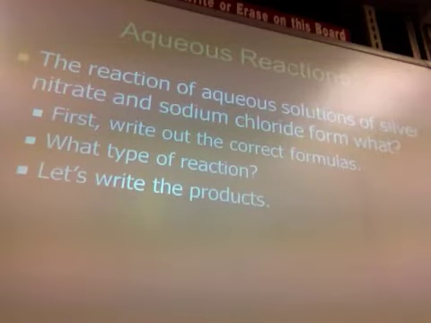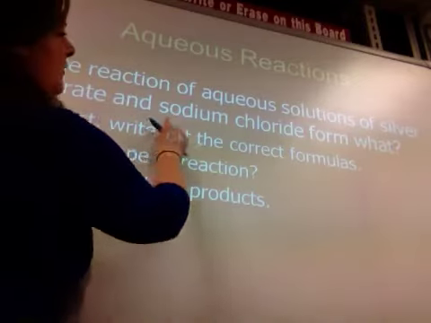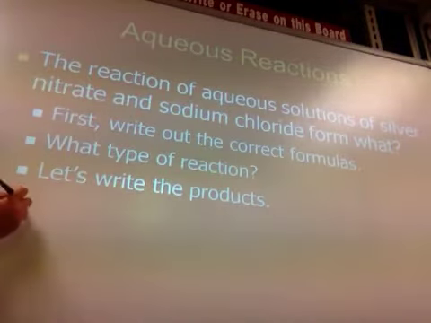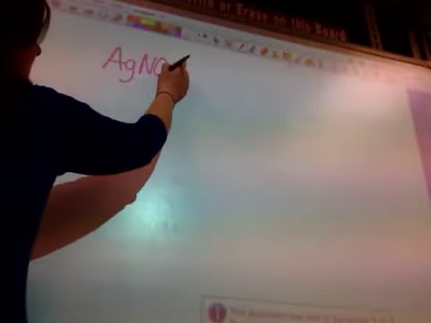To keep going about aqueous reactions, I want to do an example of just writing out a double replacement reaction, and then we'll go from there on what I mean when I say a net ionic equation. First, I want to write out the reaction of aqueous solutions of silver nitrate and then of sodium chloride. So let's go to our Active Inspire and write that out. We want to write the reaction for silver nitrate. Silver nitrate would be AgNO3, and since it's in an aqueous solution, I'm going to have to write AQ.